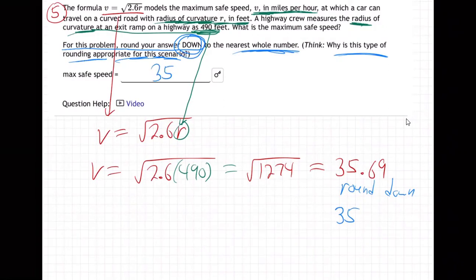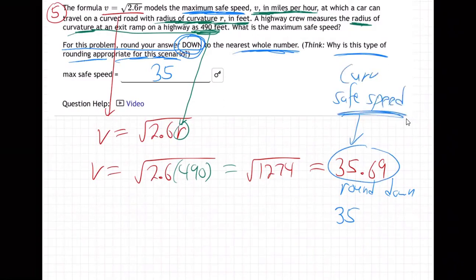Now, why would that be appropriate? Well, it's because we're figuring out the maximum safe speed, right? So in other words, the safe speed around that curve, so your car doesn't slide off the road, would be 35.69 miles per hour. You can drive 35 miles an hour and you're safe, but you can't drive 36, can you? We don't want to round up because 35.69 is as fast as you can go safely. So if you go 36, you're going too fast.